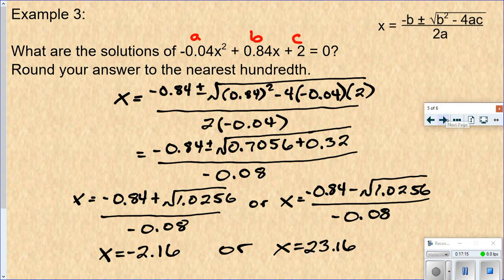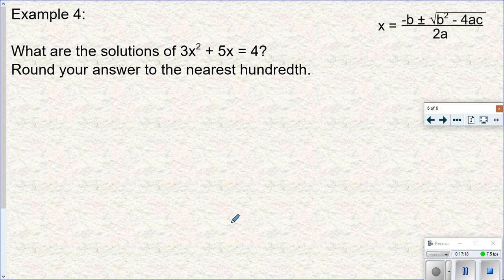So I got one more example for you. So this one's not in standard notation, so let's subtract 4 from both sides and get it in standard notation. 3x squared plus 5x minus 4 equals 0. And this one says round your answer to the nearest hundredth. So guess what? Although our a, b, and c values are not decimals, we end up with something that's not a perfect square again. So we're going to have to round our answer. So here's my a value, my b value, and my c value. So we just plug those into the quadratic formula.